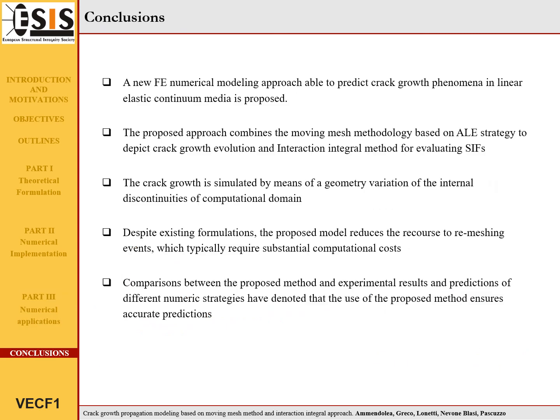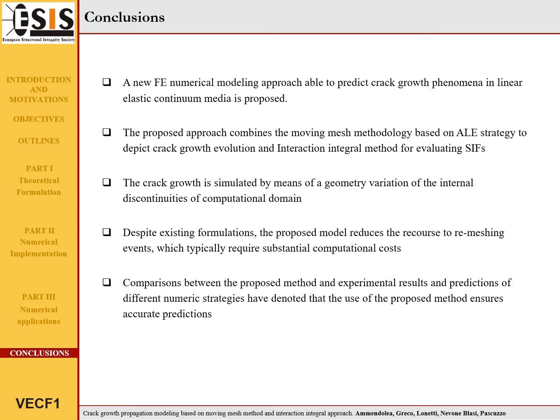In conclusion, we present a new finite element numerical modeling approach able to predict crack growth phenomena in linear elastic continuum media. The proposed approach combines the moving mesh methodology based on an arbitrary Lagrangian-Eulerian formulation to depict crack growth and evolution, and the interaction integral method for evaluating the stress intensity factors of the crack problem.